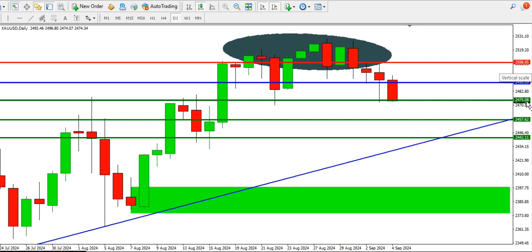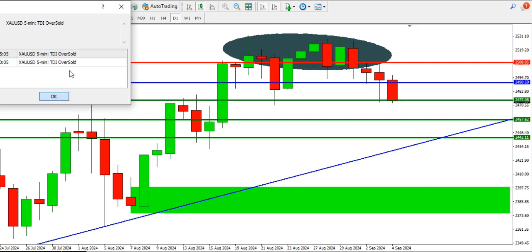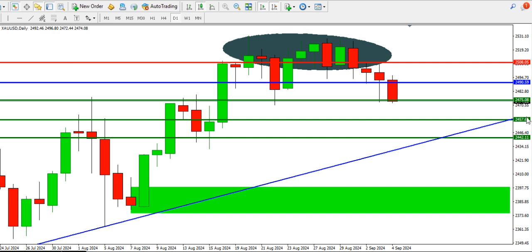Now the first green line is the first support, which is at 2475.08, while the second green line is the second support, which is at 2457.62, and the third green line is the third support, which is at 2442.11.